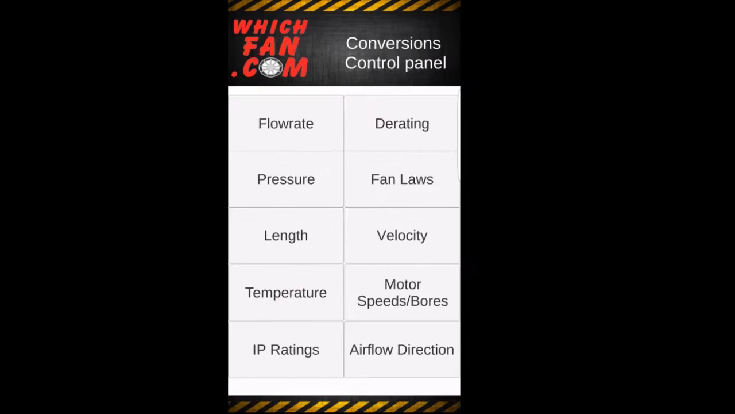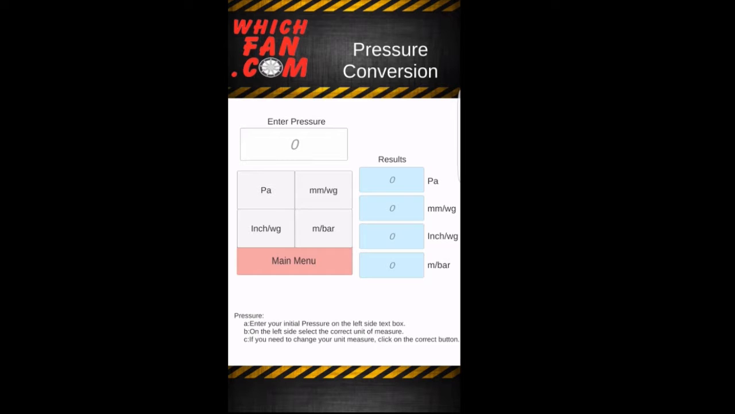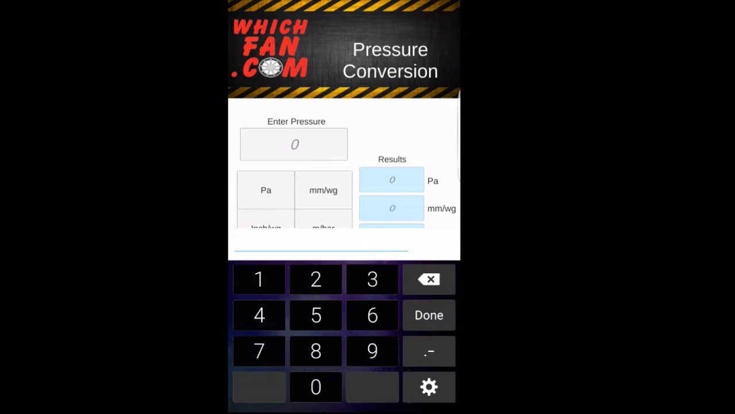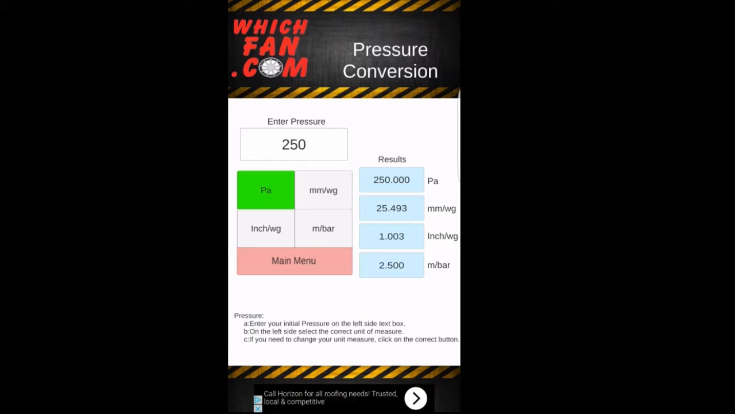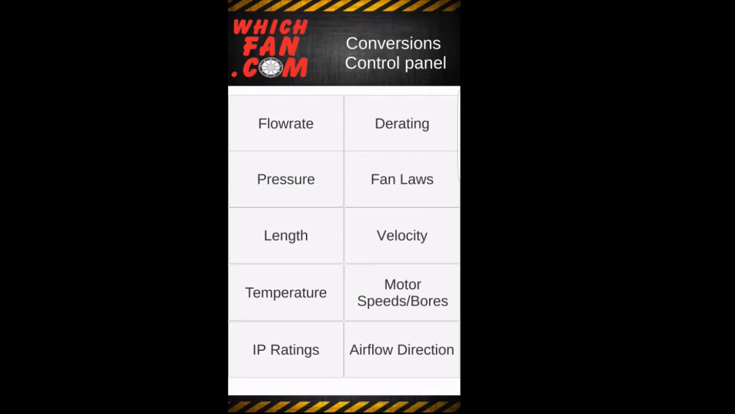Let's go back to the main menu. We're going to look at the pressure. As you can see, it's pretty much the same. 250 Pa, we'll say. And as you can see on the right there, it converts it to millimeter water gauge, inch water gauge, and millibar. Millimeter water gauge converts it all again, and so on and so forth. As you can see at the bottom there are brief instructions on how to use it, but once you've opened it up and had a play around, it is really easy to use.